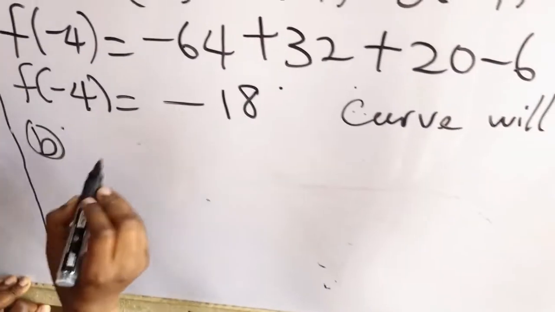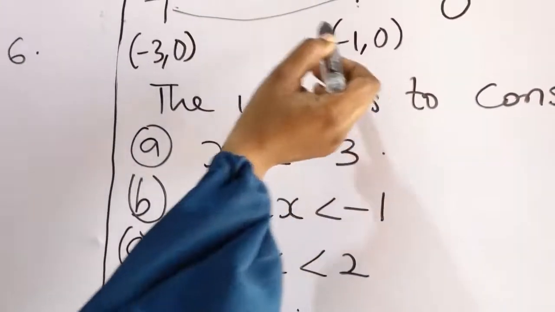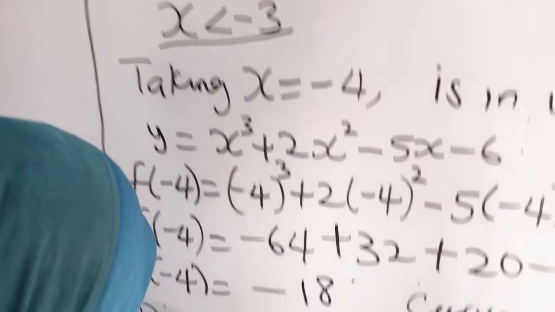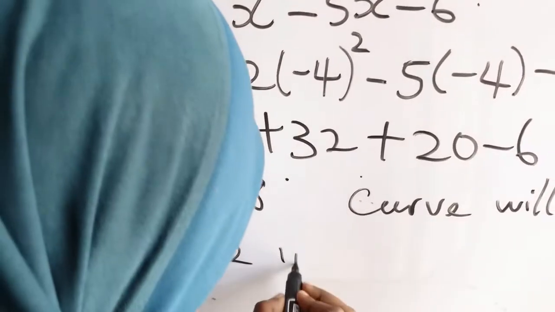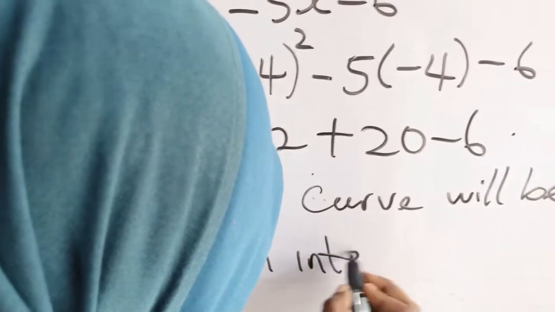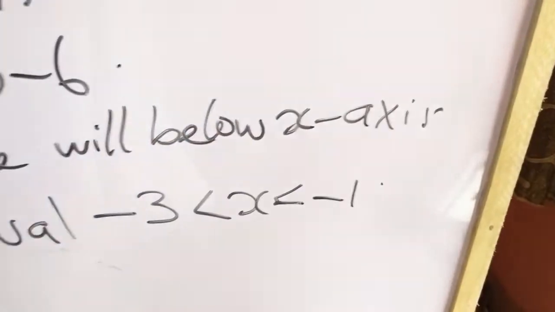So B, let's take any number between minus 3 and minus 1. So let's take x to be equal to minus 2. You know that is in the interval minus 3 less than x less than minus 1.